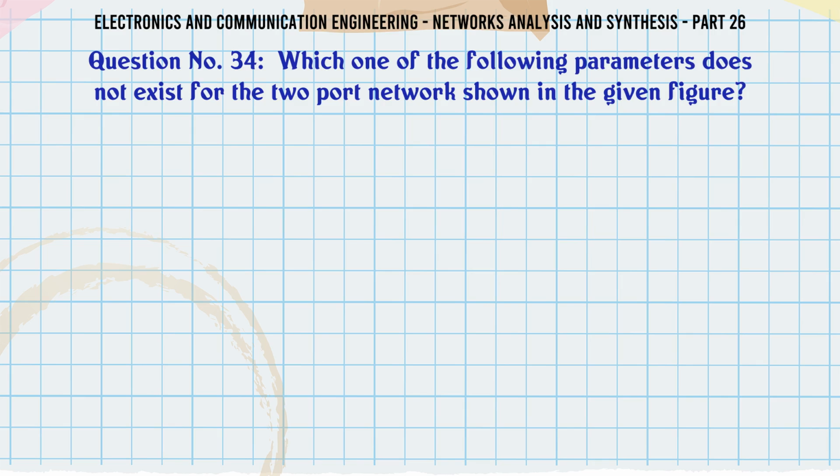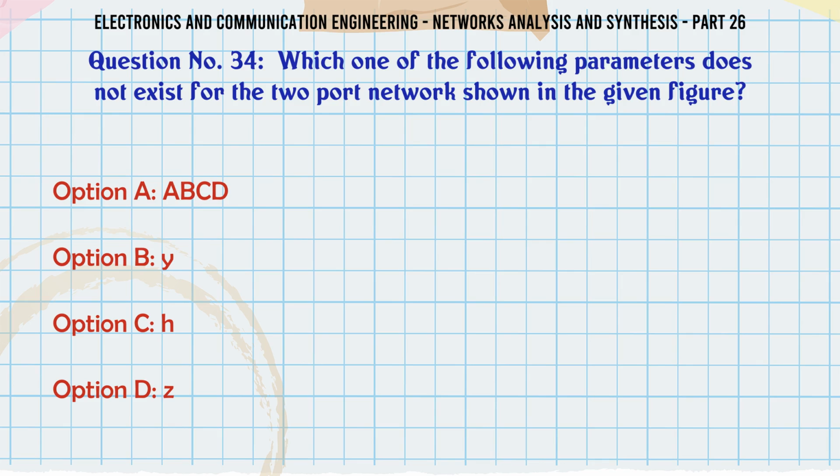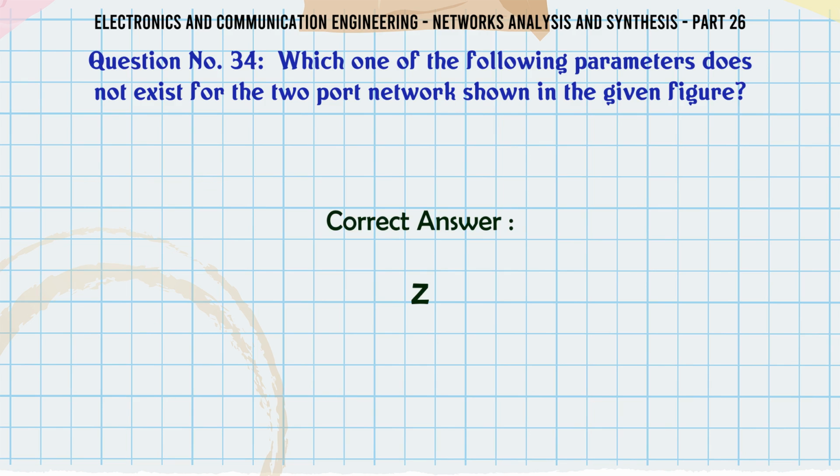Which one of the following parameters does not exist for the two-port network shown in the given figure? A. ABCD, B. Y, C. H, D. Z. The correct answer is Z.